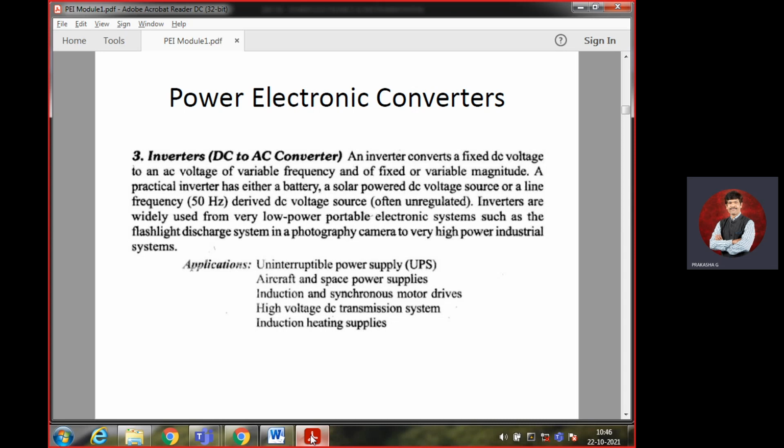Any doubts? How is DC to AC going to get converted? DC to AC. The circuit diagram is very, very important. Two transistors are functioning here in one cycle, just like your bridge rectifier. You have come across the bridge rectifier, the full wave rectifier, you have studied it.